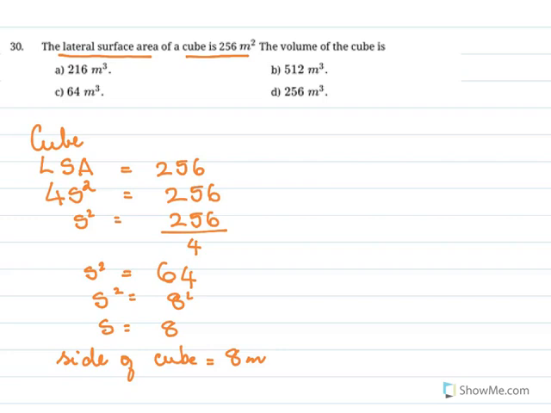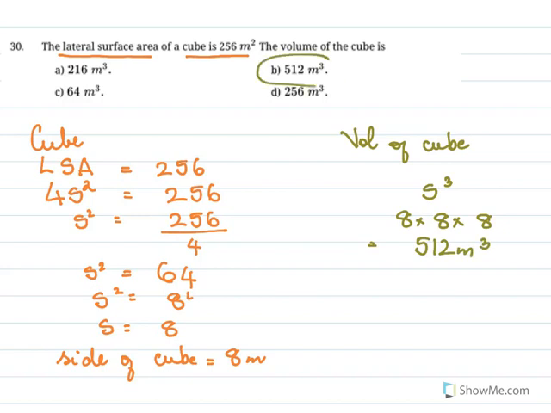Next we've got to find the volume of the cube. So volume of cube is S cube, which is 8 into 8 into 8. And this is 512 meter cube. So this is your right answer.